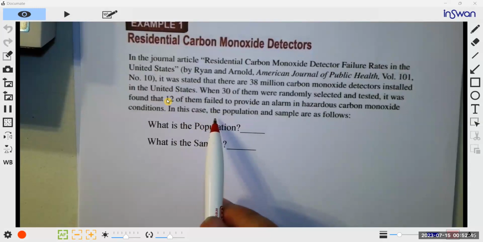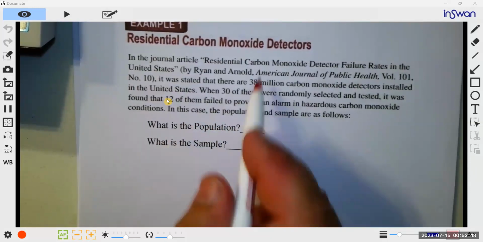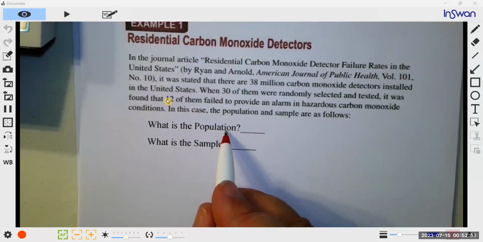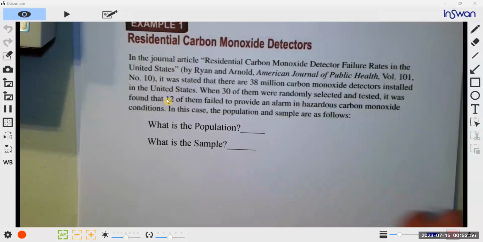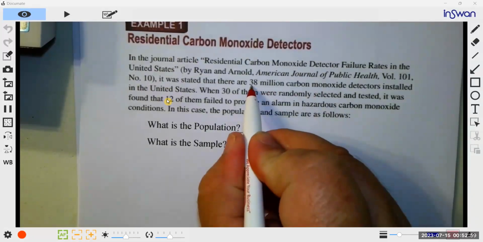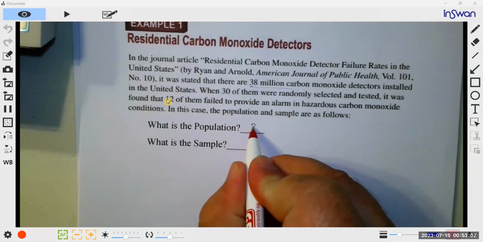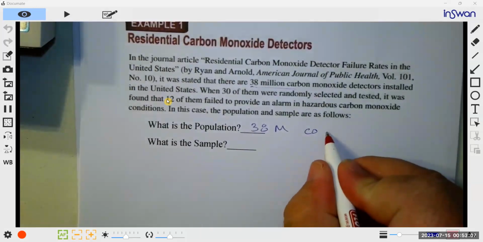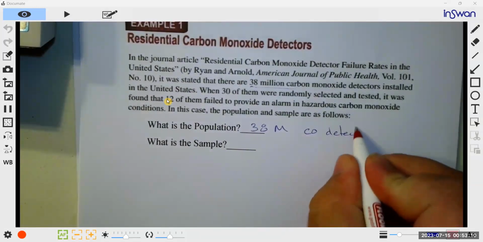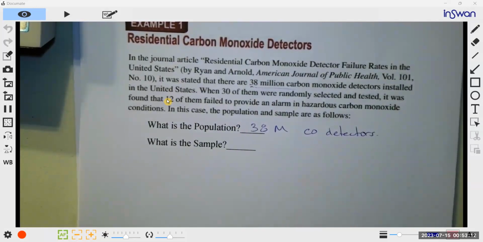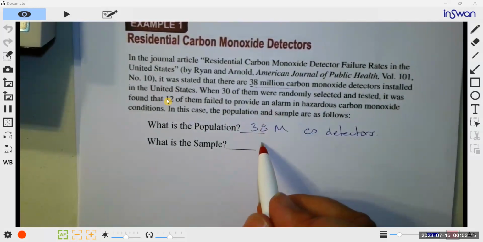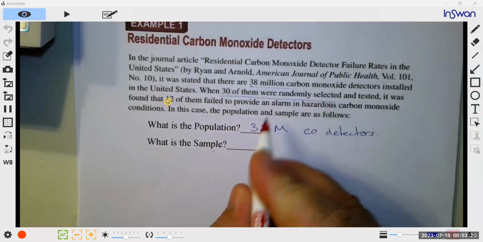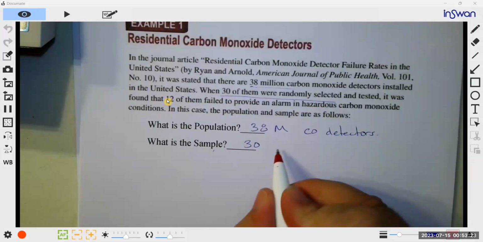So in this case, what number represents the population? Remember, by definition, population is all of them, the total. So what we have here is 38 million carbon monoxide detectors. Now, a subset of those, the sample, when 30 of them were randomly selected, the sample was 30.